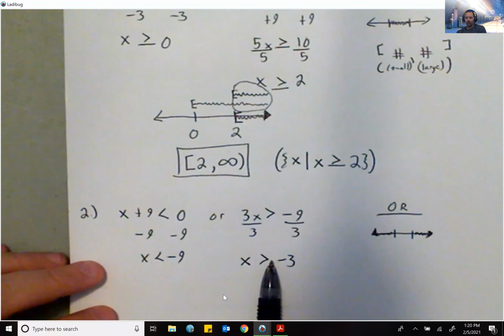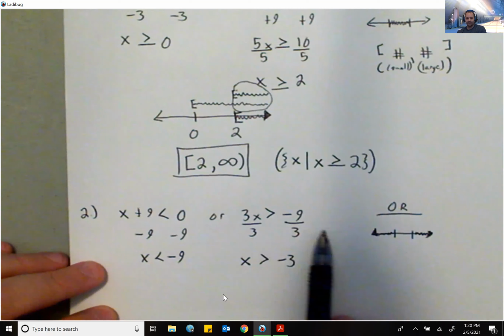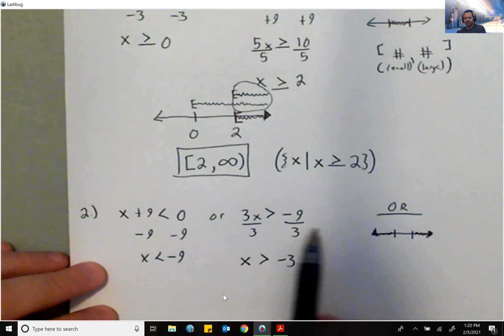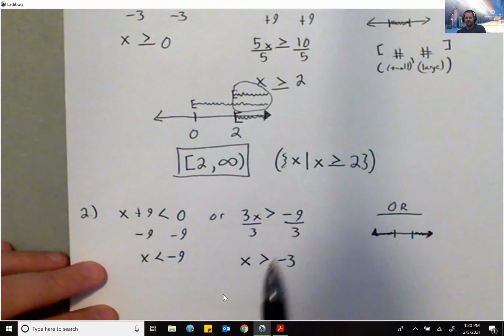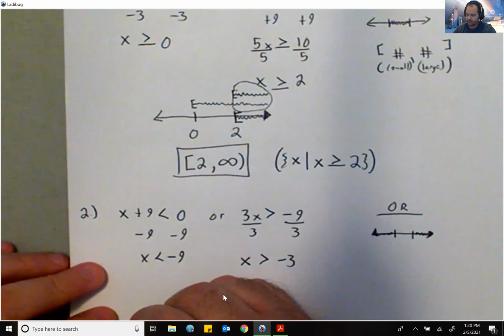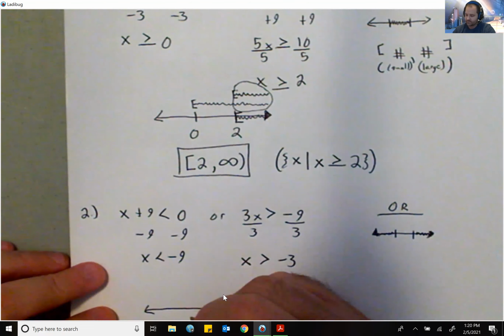Because again, what are we dividing by? We're dividing by a positive. We don't care if the numerator's negative. It's when the denominator, when you're dividing by a negative number, that's when we flip that sign. Everyone good so far? All right. So let's graph this and then talk about what the answer is.